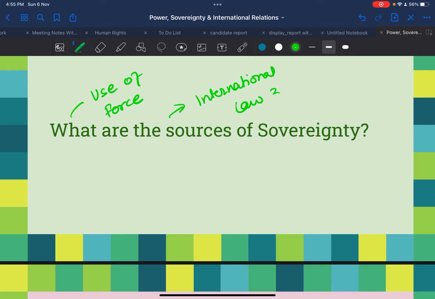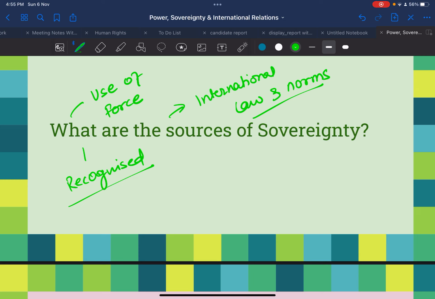Law and norms, right? That it can derive from international laws and the norms through which the state has been created. As we have 194 nations in the United Nations, there are international laws and norms through which the state has been created. Kosovo has not been recognized, so it is not getting its full source or full power of sovereignty, right? The third one is recognition by other states. It is very important that other states recognize it, then it would be getting its sovereignty, right?